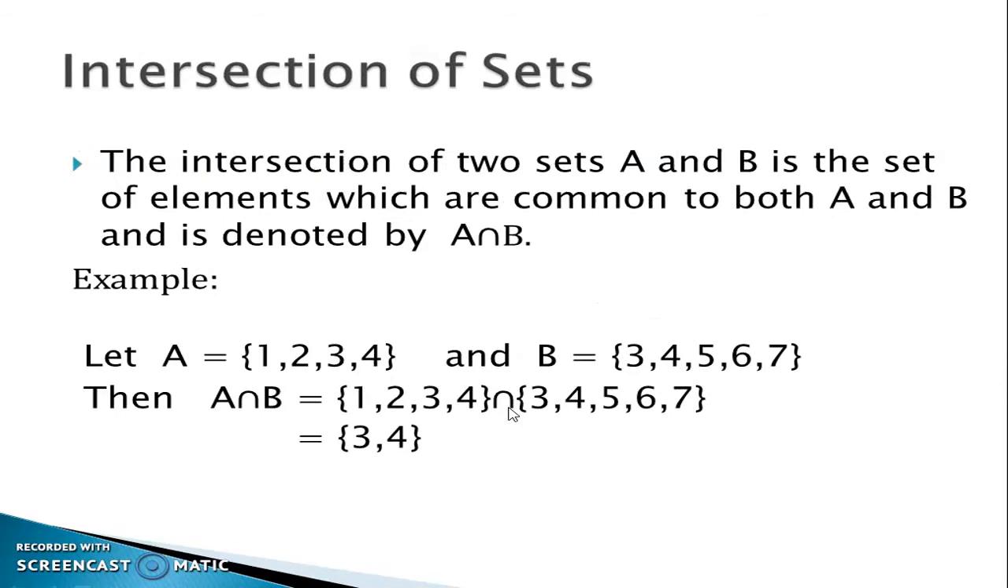Intersection of sets. The intersection of two sets A and B is the set of elements which are common to both A and B and is denoted by A intersection B. Example, let A equal to 1, 2, 3, 4 and set B consist of 3, 4, 5, 6, 7. Then A intersection B is equal to 3 and 4. These two elements are common in both the sets A and B.